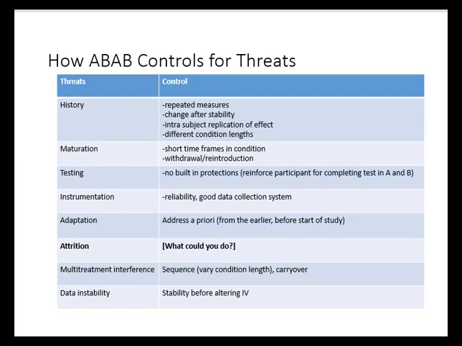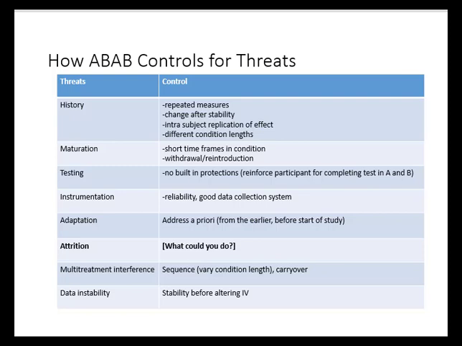For example, we use repeated measures and different condition lengths to control for history. We withdraw and reintroduce the intervention to control for maturation. There are no built-in protections for the threat of testing, but we reinforce the participant for completing the test in A and B. If we use reliable measures or have a really solid data collection plan, we can control for the threat of instrumentation. For the threat of adaptation, we might want to address this up front.